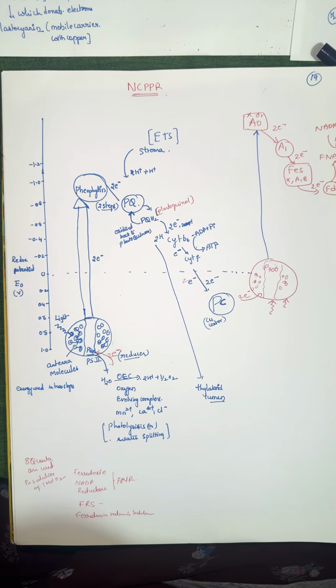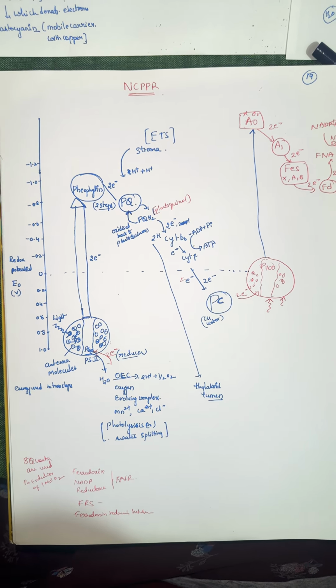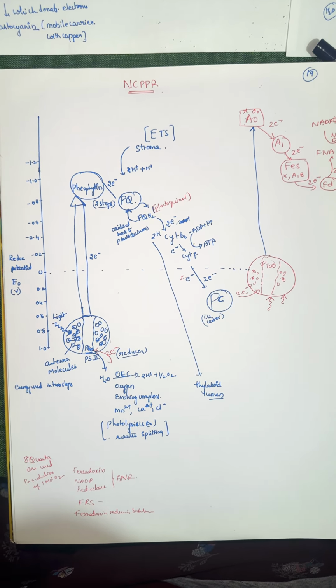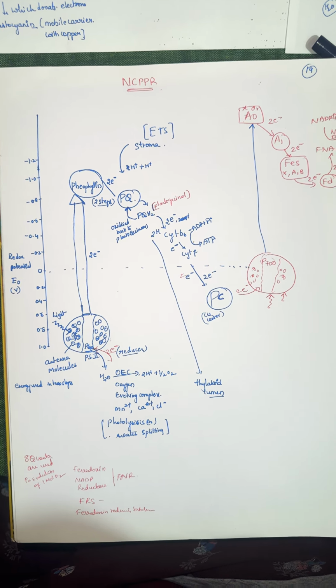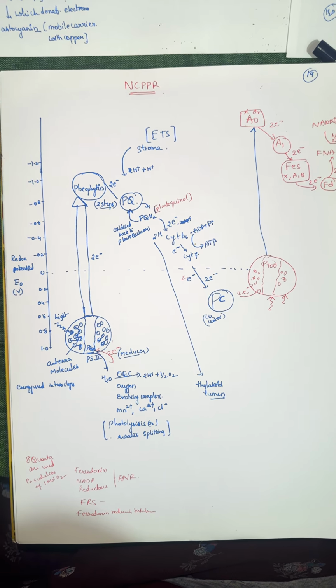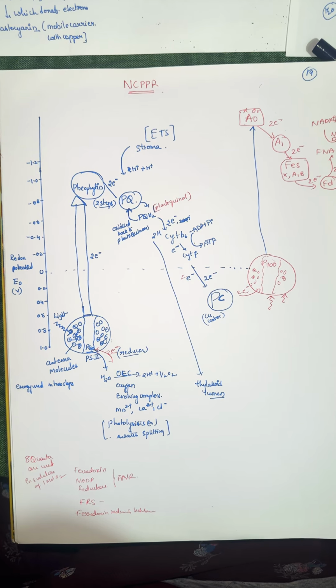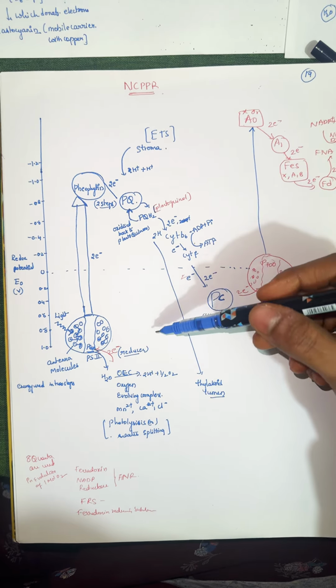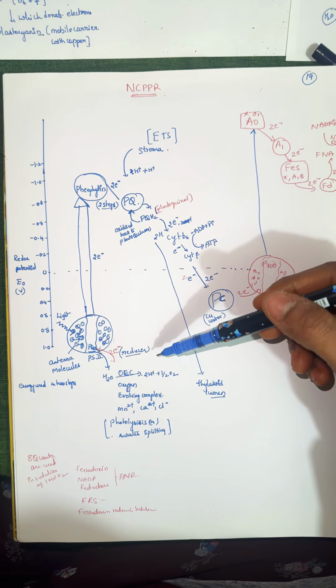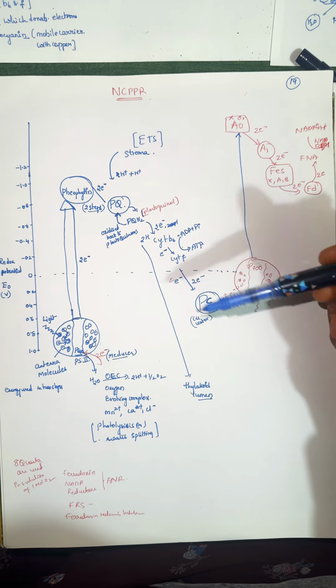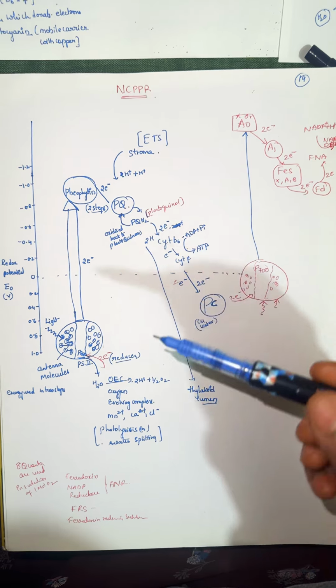This is about non-cyclic photophosphorylation. Here, the electron transport system was formulated by Hill in the years 1937 to 1939. A chlorophyll here receives a photon of light, becomes excited and releases extra energy along with an electron in both the pigment systems, especially PS1 as well as PS2. Now we are talking about non-cyclic photophosphorylation.